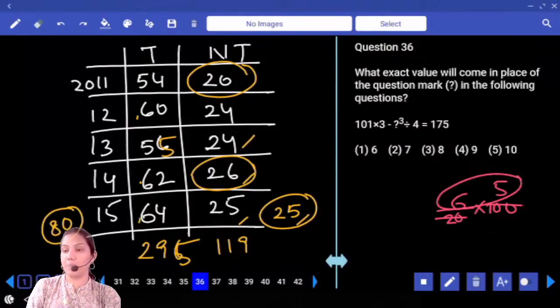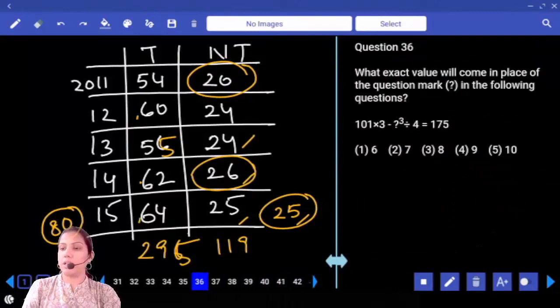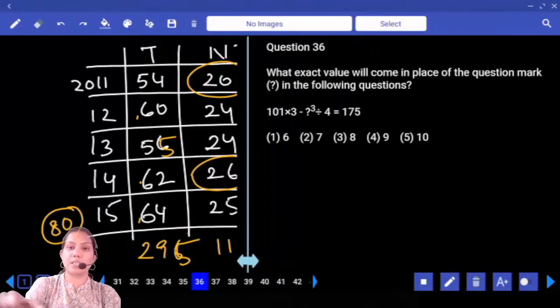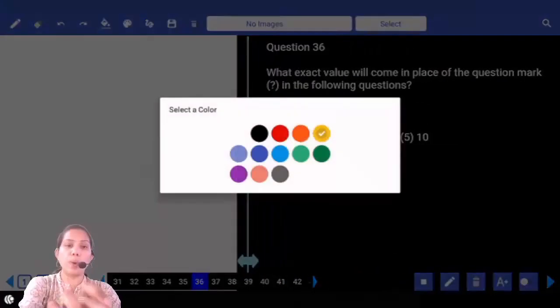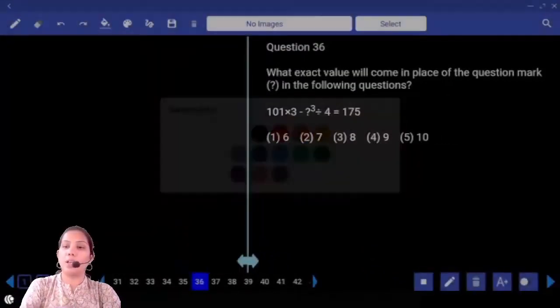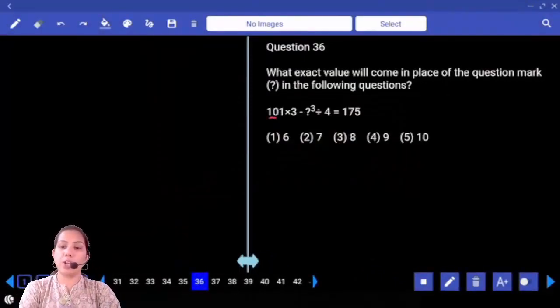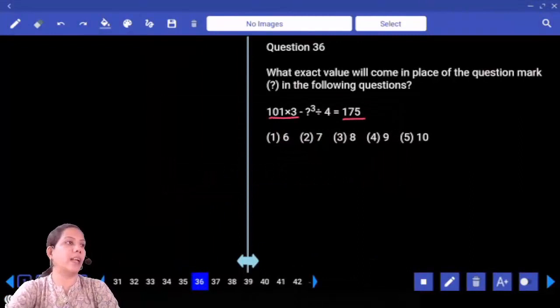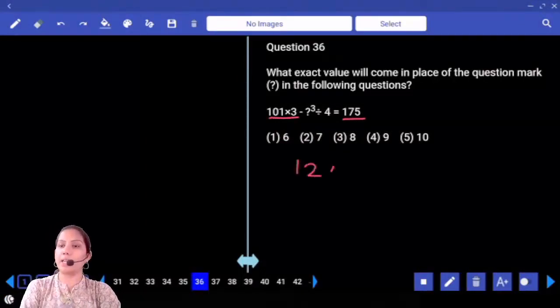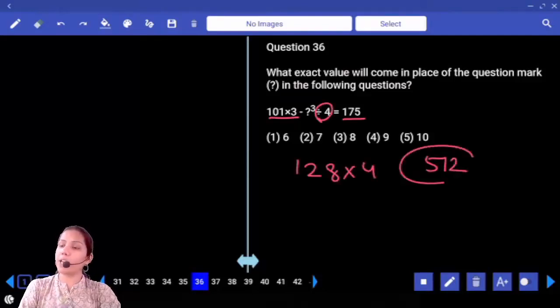Okay, next. Question number 36, simplifications. 101 into 3 is 303. It is 303 minus 175, which is 128. Denominator 4 means into 4. 128 fours are 512. 512 is the cube of 8, third option.